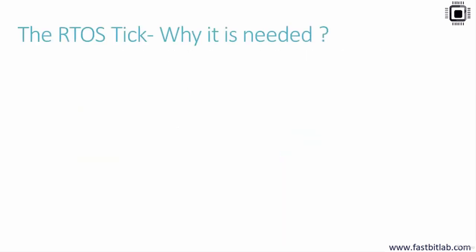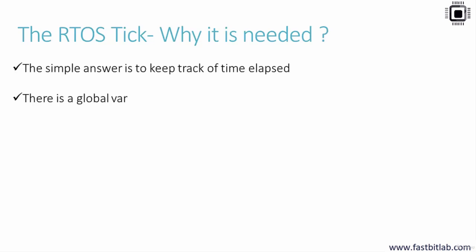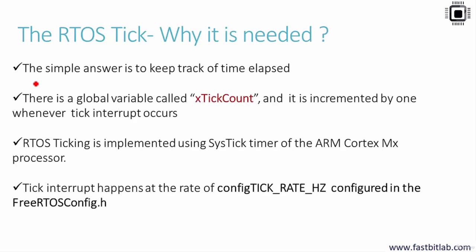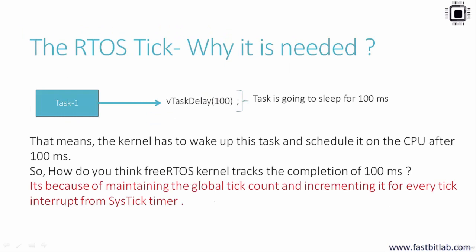So why is the RTOS ticking required? Now the simple answer is to keep track of time elapsed. There is a global variable in the FreeRTOS kernel source called xTickCount, and it is incremented by 1 whenever a tick interrupt occurs. So let's take an example. Let's say there is a task 1, and task 1 wants to sleep for 100 milliseconds. Sleeping means the task is moved out of the CPU and the FreeRTOS kernel makes that task sleep for 100 milliseconds.